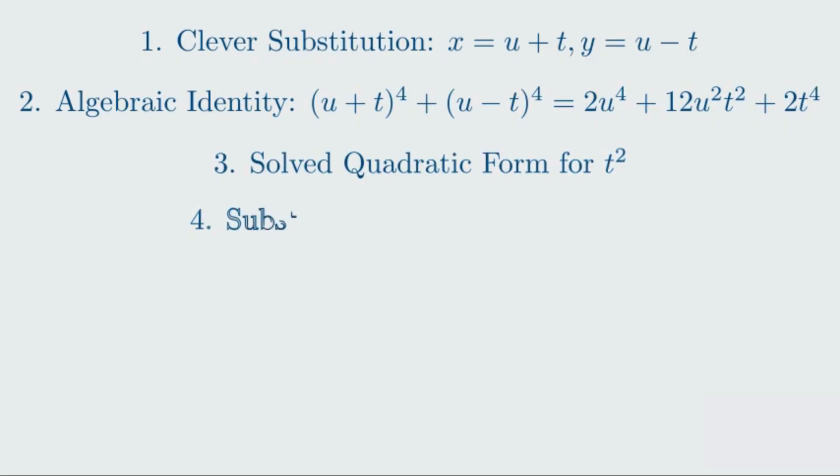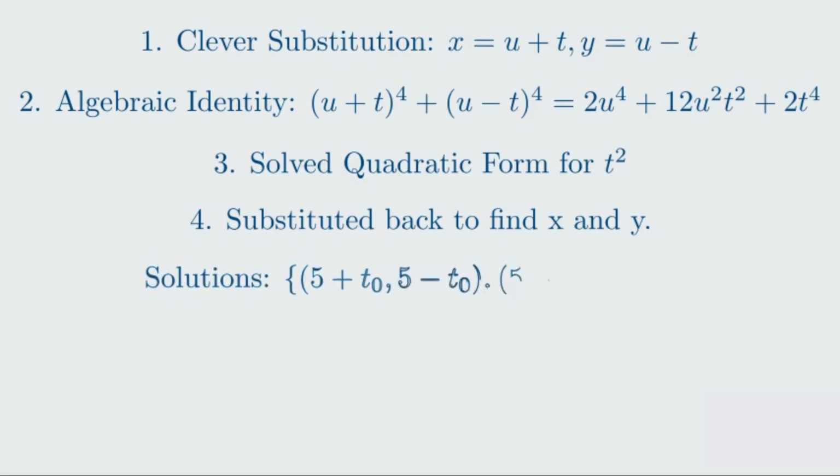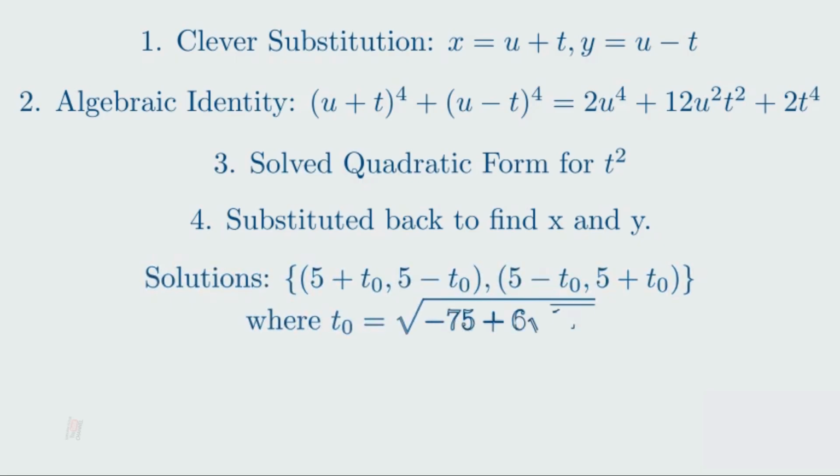Finally, we substituted the real value of t back into our expressions for x and y to find the final two solution pairs. These pairs are our final answer. Notice how they are the same pair of numbers just with x and y swapped. This reflects the symmetry of the original problem. And here they are. These two pairs are the only real solutions to the system.